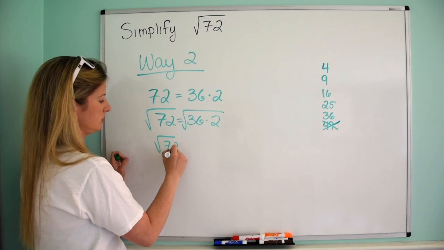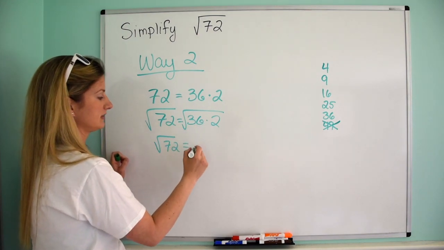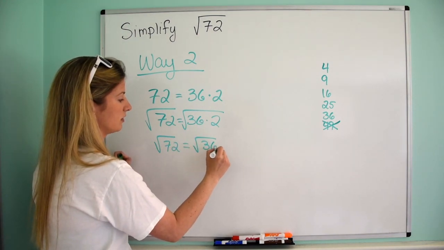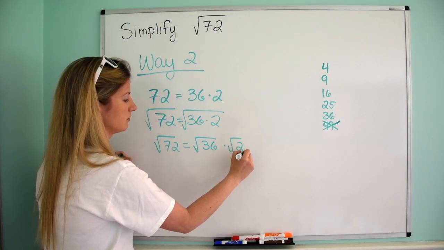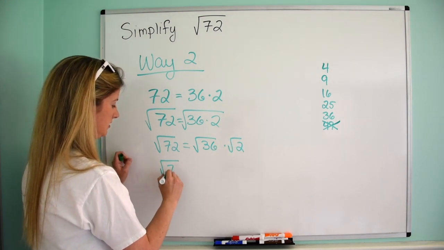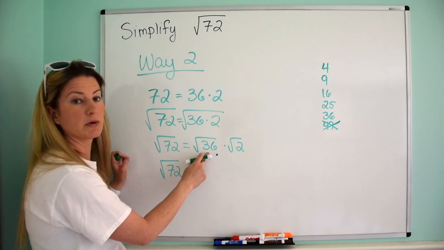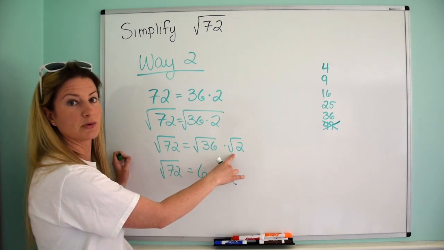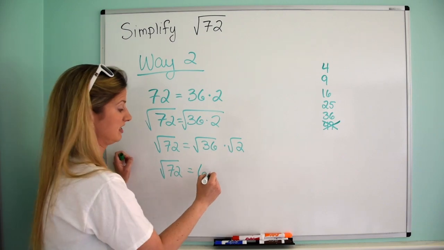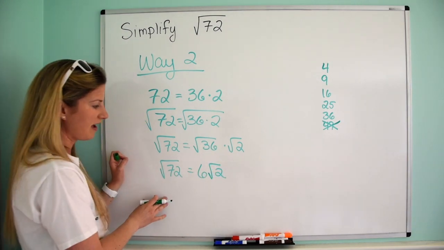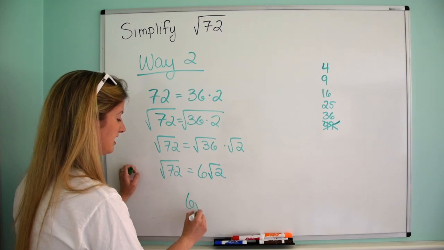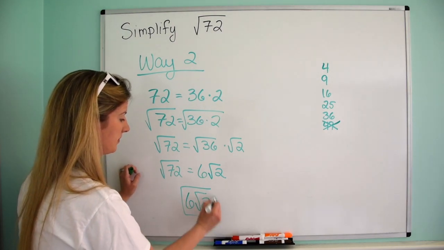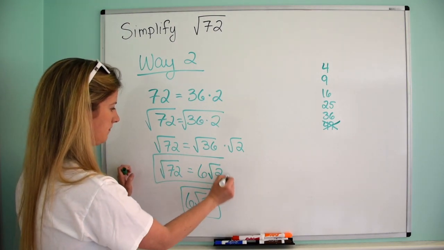So the square root of 72 equals, and then remember we can split this up, okay? So that's the square root of 36 times the square root of 2. And then the square root of 72 equals, the square root of 36 is 6, and the square root of 2, we just have to leave. Can't simplify that. So we're done. It just equals 6 root 2. And you can box this too if you want, okay?